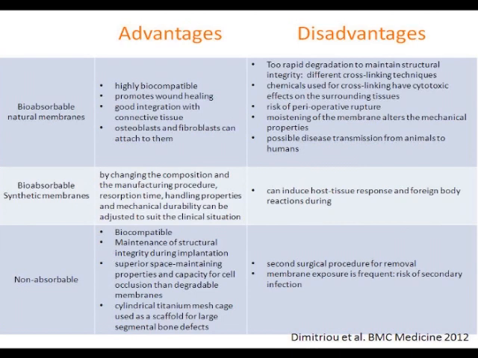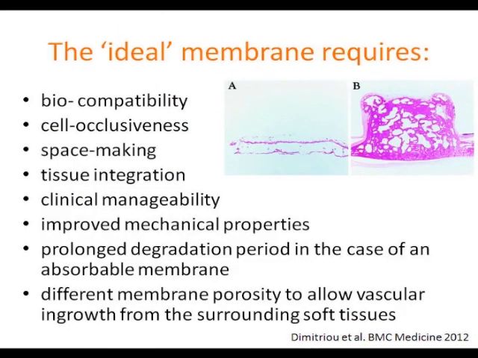In the bioabsorbable, they can resorb too early. In the synthetic membrane, they can induce a host tissue response, above all a foreign body reaction during the healing. And the non-absorbable, they maybe need a second surgical procedure for the removal, and they are more prone to secondary infection. So we have good and bad, and the decision-making of which one to use is a difficult task also for us. So we do need an ideal membrane, which does not exist.